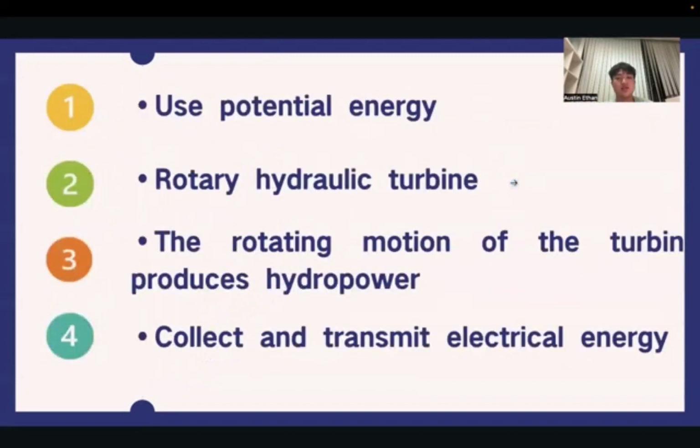And it can be divided into four parts: using potential energy, rotating the hydraulic turbine, the rotating motion of the turbine producing hydropower, and collecting and transmitting electrical energy. And the last part, the output voltage of the hydropower station is high, but the current is small, so the efficiency is high and it is very suitable for long-distance power transmission.